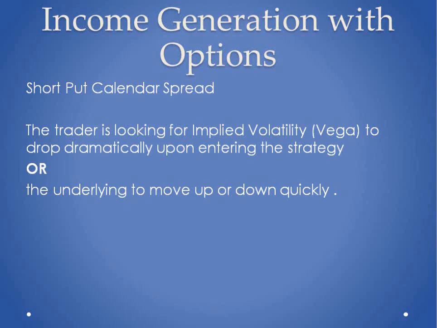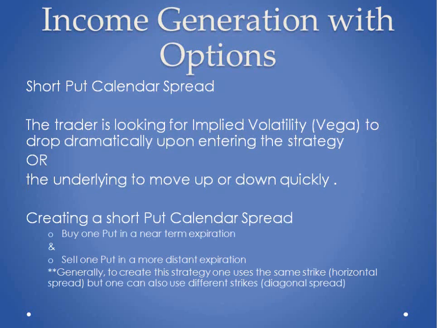Remember, when we're short something or short an option, we want to see volatility contract rather quickly. And we would like to see the underlying move up or down quickly. To create the short put calendar spread, you're going to buy one put in the near term option expiration, and you're going to sell one put in the more distant option expiration.